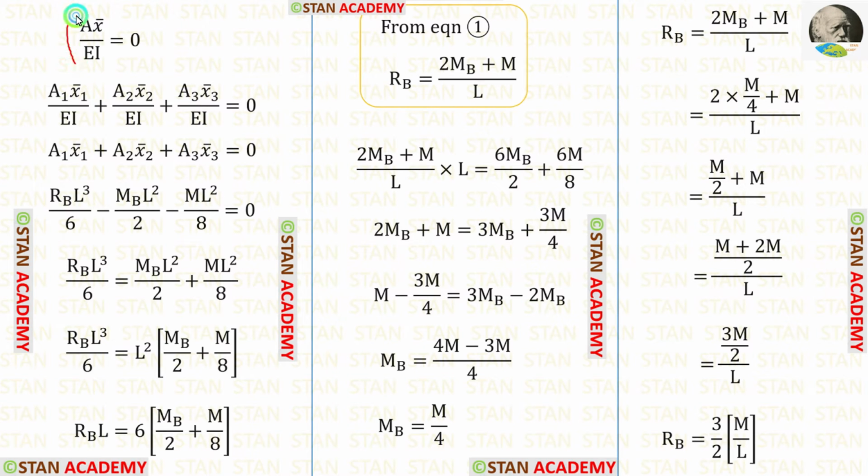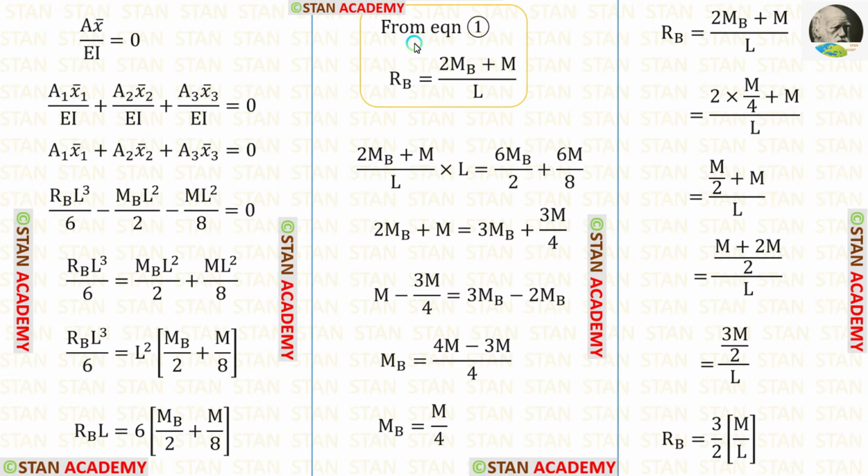We know that A x bar upon EI is 0. But we have separated A x bar into three different parts. Let us take EI outside and take it on the right side. EI into 0, we will get 0. Then let us apply these values. Let us take these two terms on the right side. They will become positive. Then let us take L square outside. Then let us eliminate this L square and cube. Then let us take this 6 on the right side.